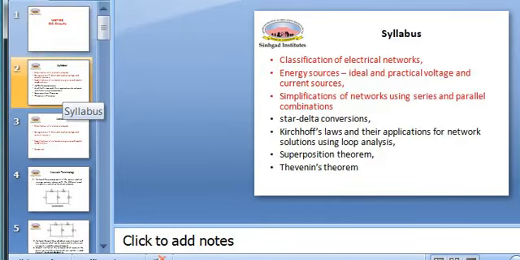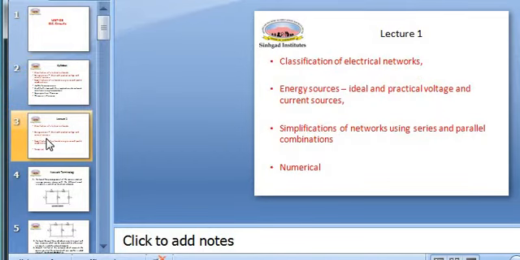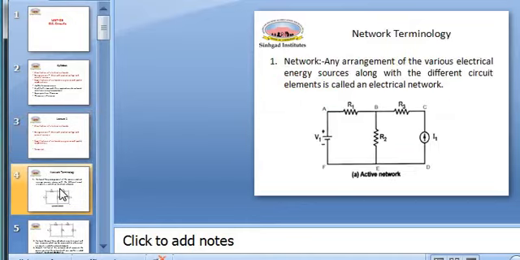This is the syllabus of Unit 5. This will be lecture 1 for Unit 5. Under this lecture, we will try to cover this much portion of the syllabus: classification of electrical network, energy sources, ideal and practical voltage source, ideal and practical current source, and simplification of network using series and parallel combination. Then numericals based on the above. Okay, let's get started with the first content.